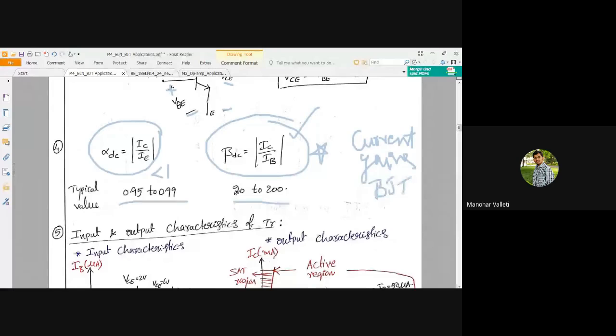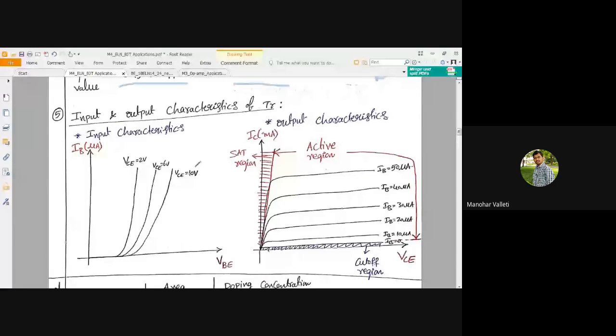And we will see the input and output characteristics of BJT. Input characteristics means you draw the graph between two input parameters. Those two input parameters are VBE and IB, keeping the output, that is VCE, constant. So with VCE constant at a value of 2 volts, you will get this graph.